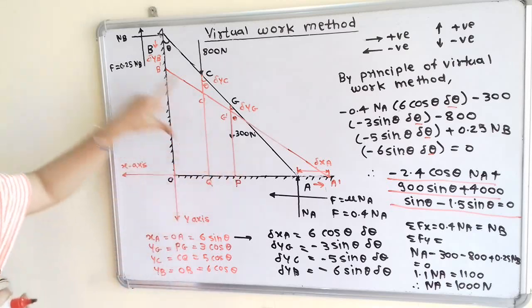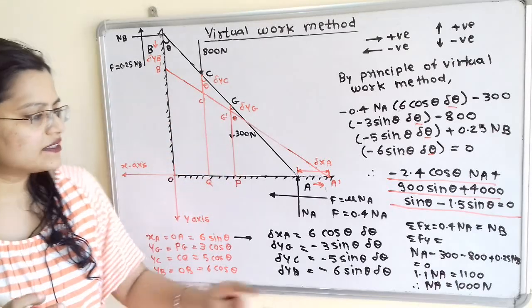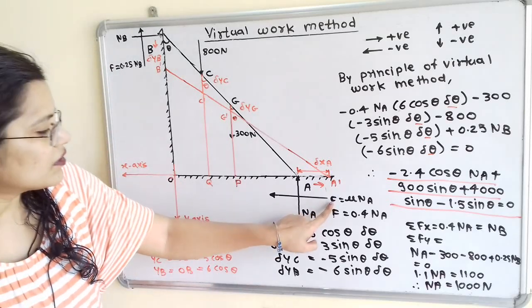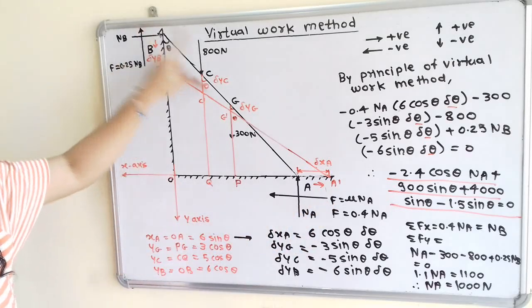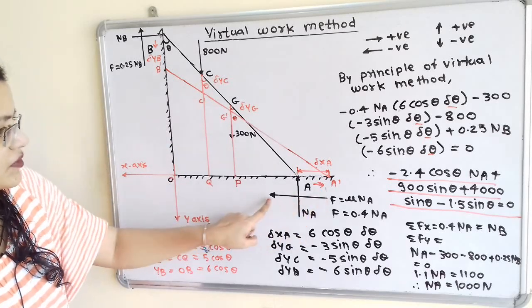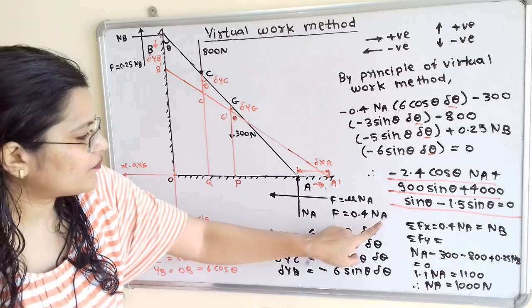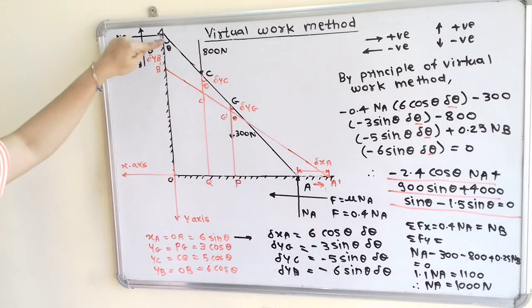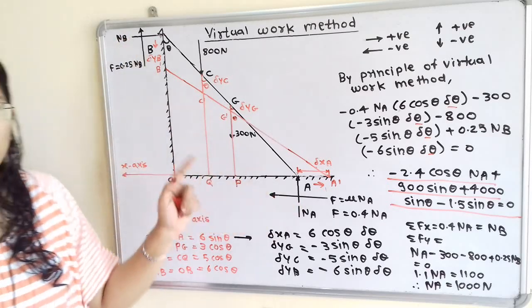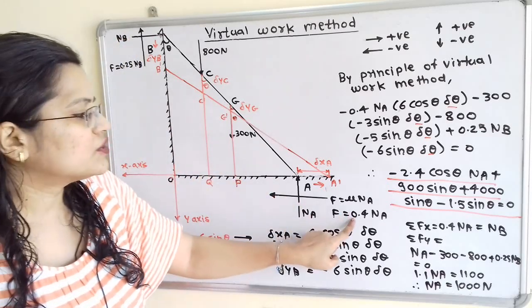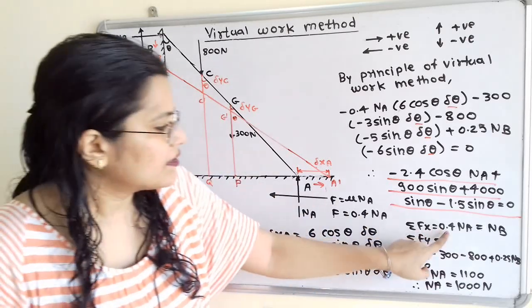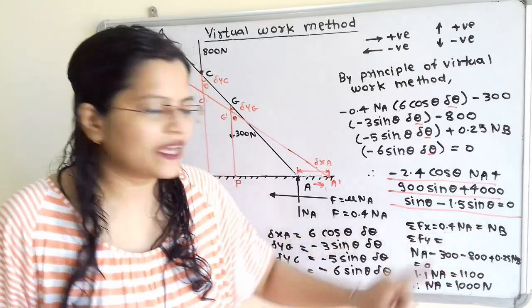Now we will consider the system in equilibrium, then summation of Fx is equal to 0. Now if we observe horizontal forces, now in this diagram horizontal forces is this frictional force, that is 0.4 Na, and here Nb. These two are the horizontal forces and these two are opposite in direction. So we can write 0.4 Na is equal to Nb. So we can use this relation in between Na and Nb.